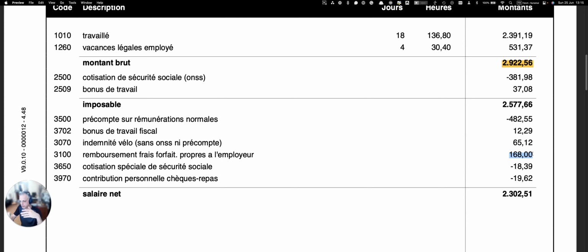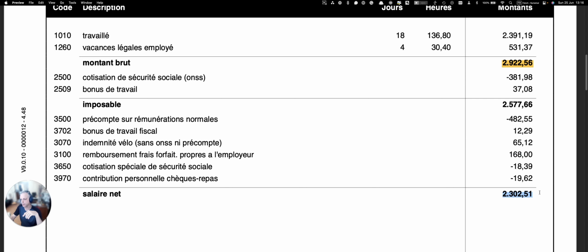You have to go and meet people at a cafe very often, for example, and you don't want to claim 3 or 4 euros every time you have a representation cost. So this gets into this fixed amount that you get every month to cover those kind of miscellaneous costs. Out of this gets deducted the special social security contribution that we discussed and your personal contribution to your meal vouchers, and you get to the net salary.